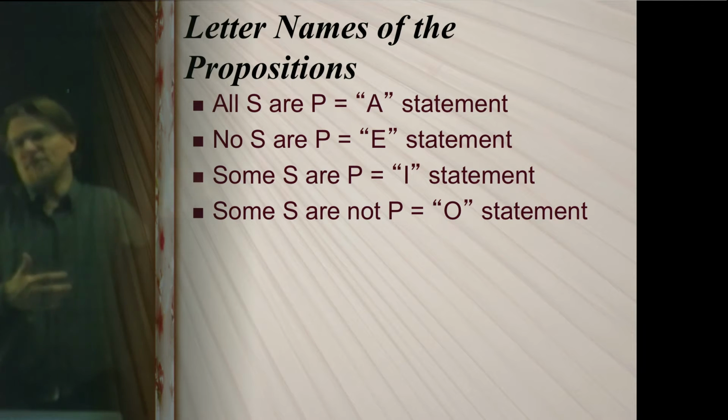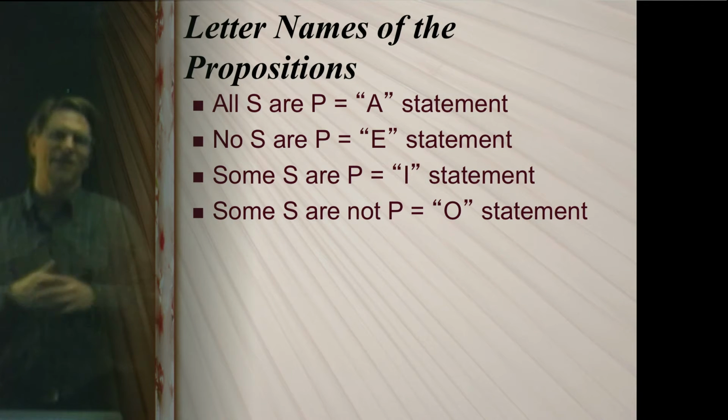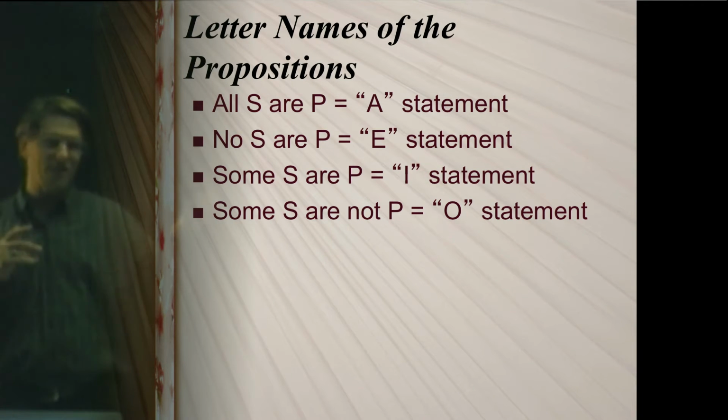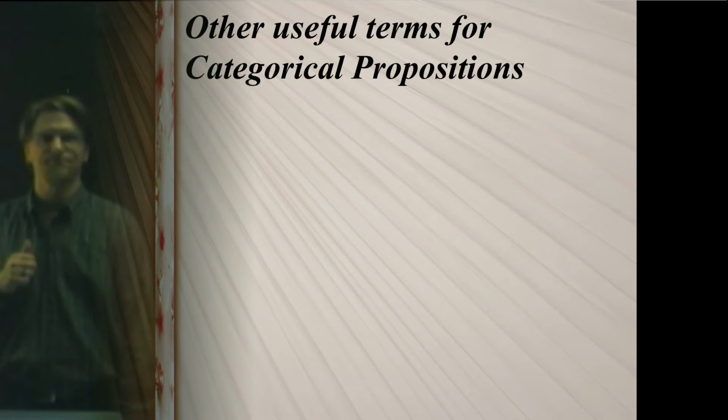So again, you don't have to memorize this, but I think you'll get the hang of it pretty quickly because all goes with A, and then it just goes in the order of the vowels here: all, no, some, some are not. There's a pattern there, and I think you'll get the names hopefully fairly quickly.